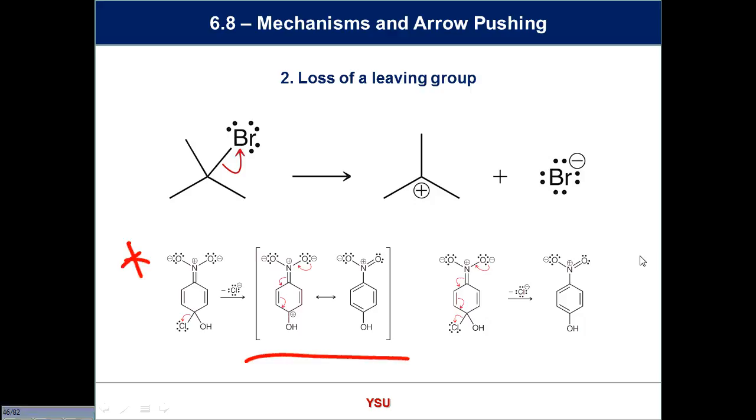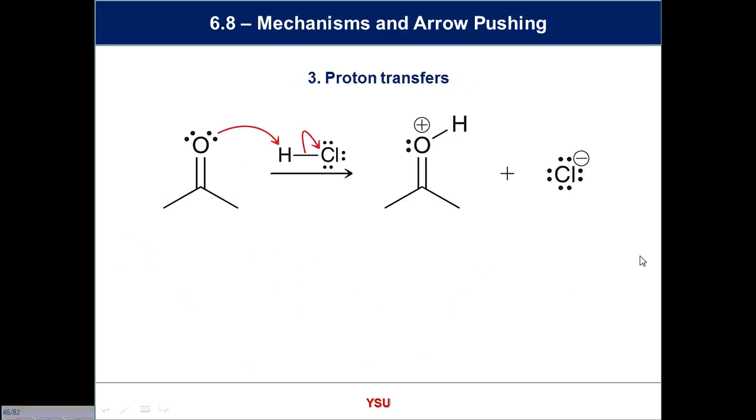This is second semester stuff. It is essentially showing you that you can apply this to quite complex systems and use the same simple four arrows to describe each of the bond forming and breaking ideas. In this case, proton transfer is nothing more complicated than an acid-base reaction. We can see here from way back, lone pair going after a proton. We get the conjugate acid and the conjugate base.